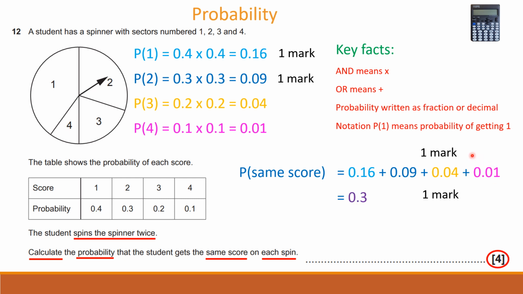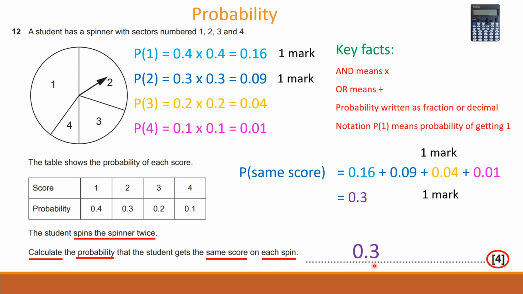Then for your final answer mark, we just add these values together. Again, you've been given a calculator, but without a calculator, 0.16 plus 0.04 is 0.2. 0.09 plus 0.01 is 0.1. 0.2 plus 0.1 is 0.3. Fairly easy to work out without a calculator for your fourth and final mark.